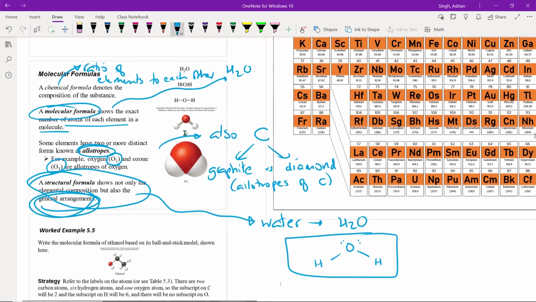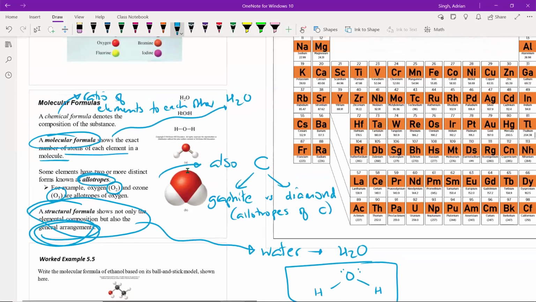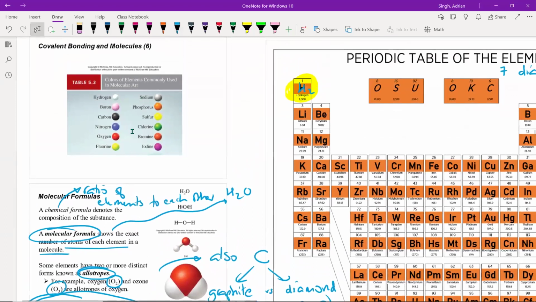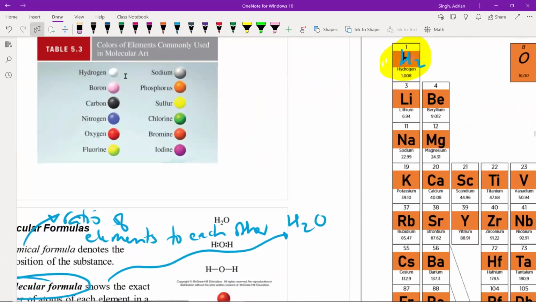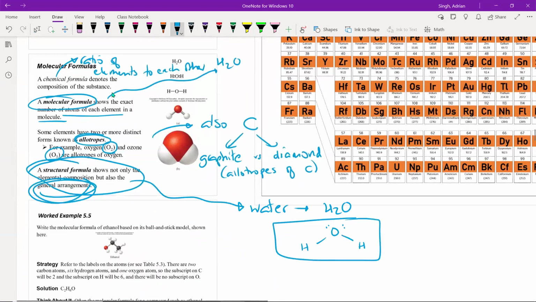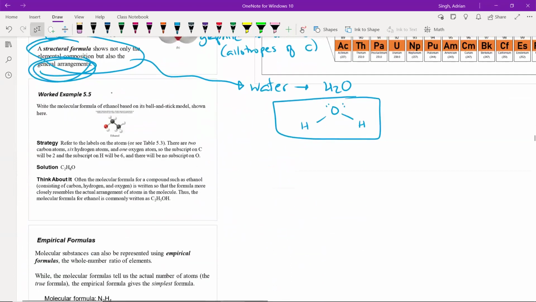So when you see these models in your textbook, you will get used to the different color schemes, just so that you know the most common ones that we will encounter. Hydrogen is always white, carbon is always black, and oxygen is always red. The other ones you'll eventually get used to, but those are the three most common ones that you are going to see with your structural formulas. So structural formulas show how the atoms are connected, the structure, in other words.